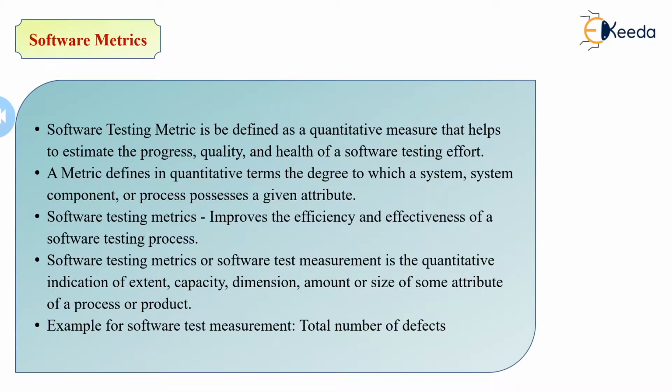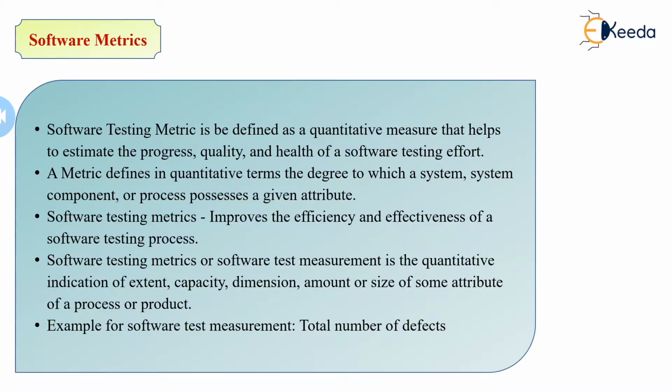Now, software testing metrics improve the efficiency and effectiveness of the entire software testing process. You begin from your software test plan and software test specification, till your software testing life cycle, where the bug report is closed, the software testing exit criteria. All those features are to be listed. A software test metric or software test measurement is the quantitative indication of the capacity, dimension, amount, and size of the attribute.